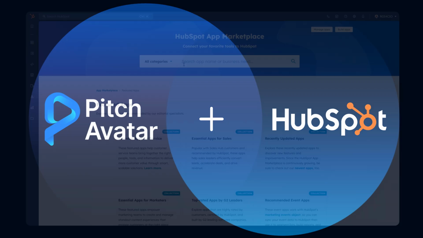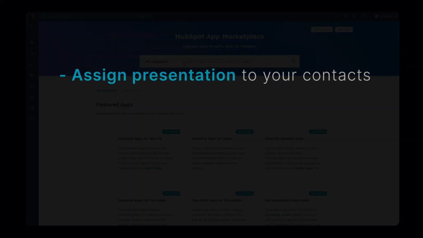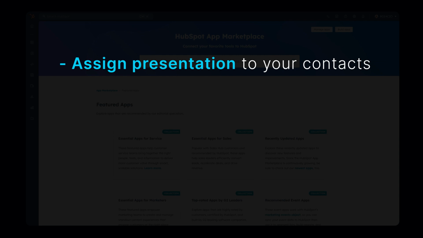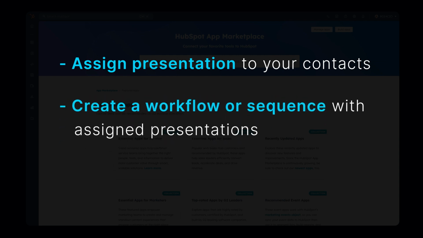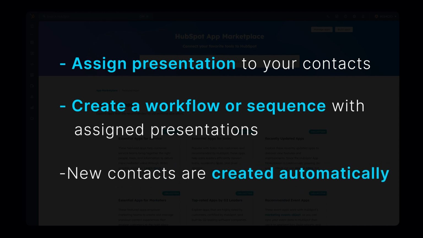HubSpot integration. You can set up a presentation, create a link and assign it to your contact through your HubSpot account, or create a workflow or sequence with assigned presentations to specific contact groups. There is no need to manually create a contact after planning and showing the presentation to a potential client. New contacts are created automatically.